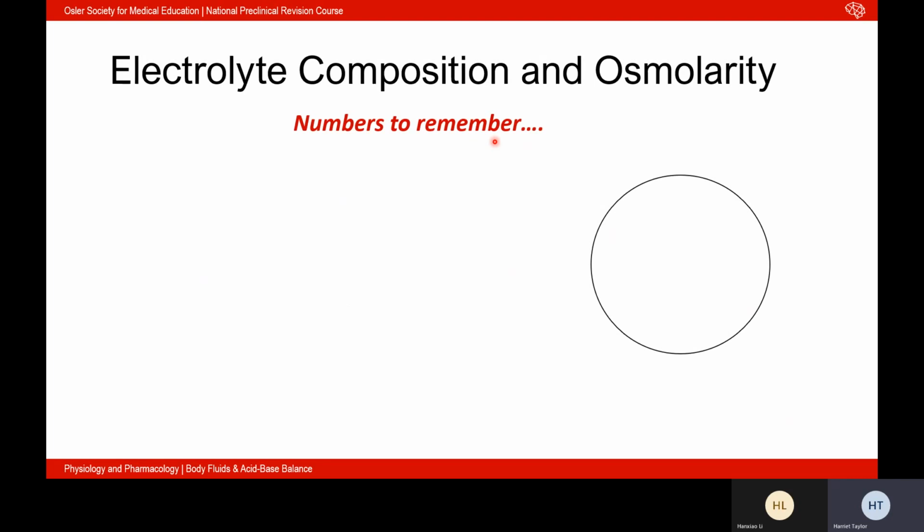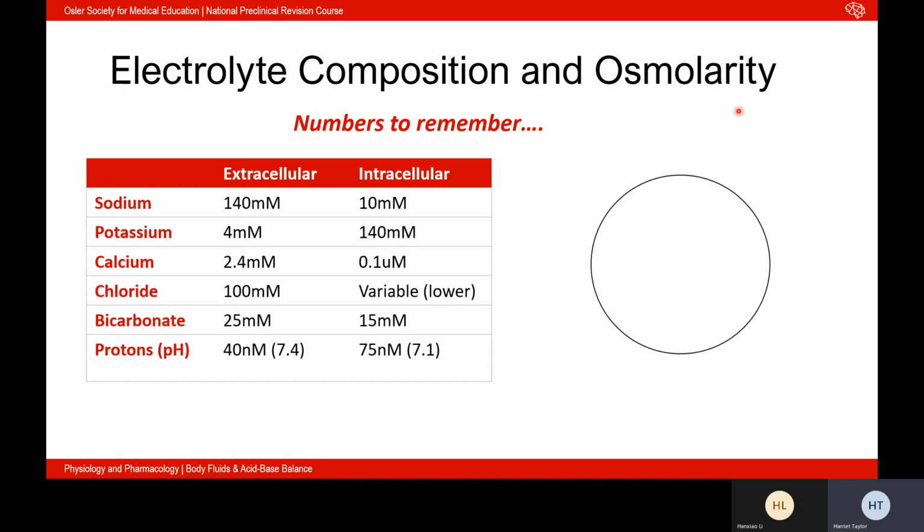The key thing for lots of MCQs in our exams is our electrolyte composition and our osmolarity. Osmolarity just means the concentration of a solution expressed as the total number of solute particles per litre. That's a confusing way of saying basically the concentration. So the higher the osmolarity, the higher the amount of electrolyte you're going to have in your given volume. The numbers in particular to remember are going to be in this table.